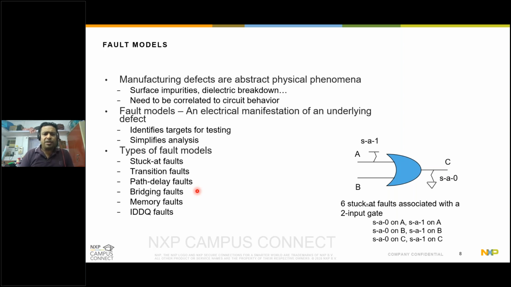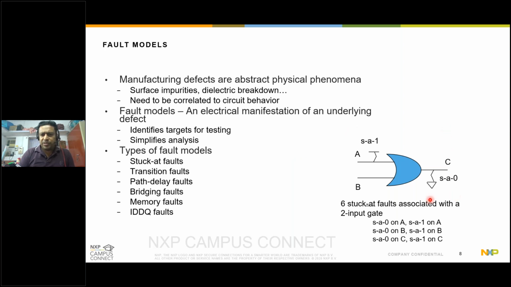Fault models are basically the electrical manifestation of an underlying defect. This fault model helps you in your design to identify the targets for testing, and it will then help you to simplify the analysis and enable you to generate the required patterns so that you can test your design. So let's try to understand that with an example.